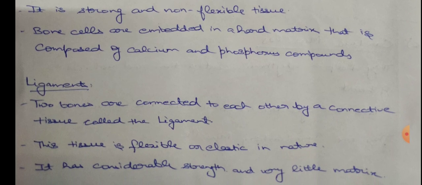Another kind of connective tissue which connects two bones. Two bones are connected to each other by a connective tissue called ligaments. This tissue is flexible or elastic in nature. It has a considerable strength and very little matrix.